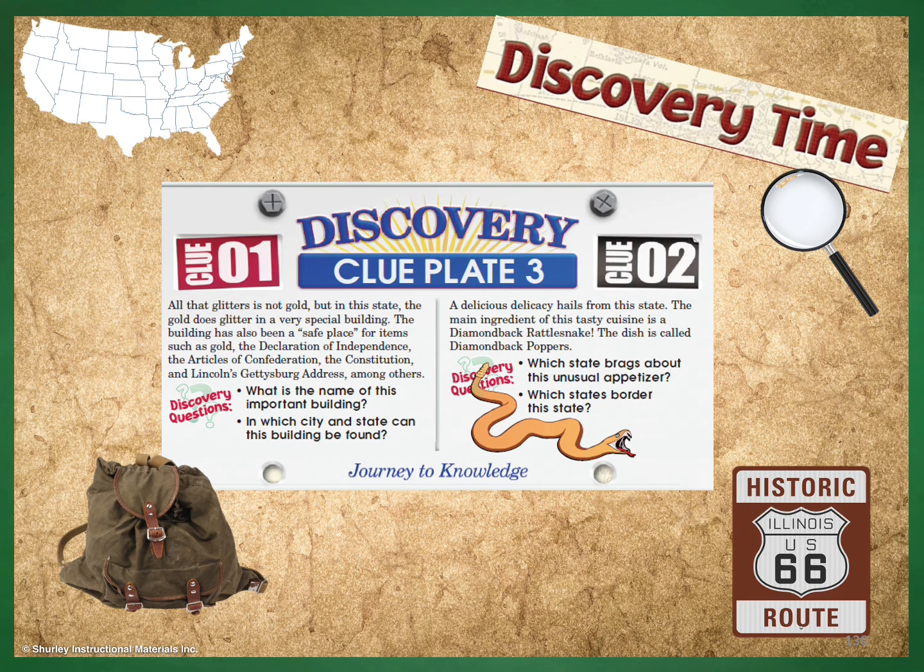A delicious delicacy hails from this state. The main ingredient of this tasty cuisine is a diamondback rattlesnake. The dish is called diamondback poppers. Look at the discovery questions. Which state brags about this unusual appetizer? Which states border this state? I bet you know the answer to this clue. The state is Arizona.